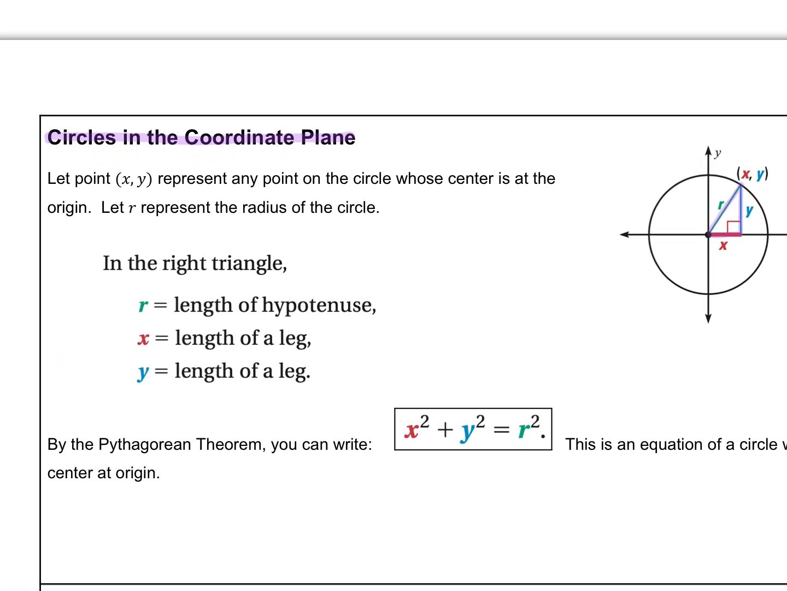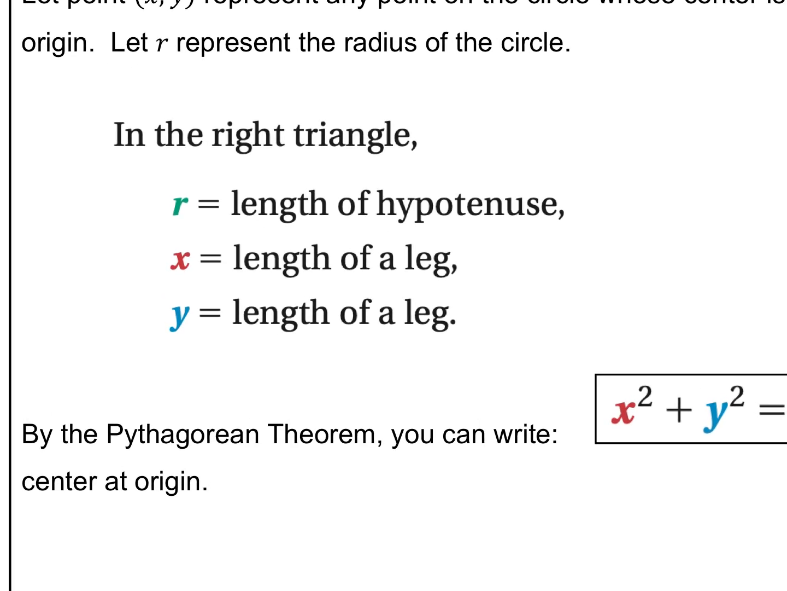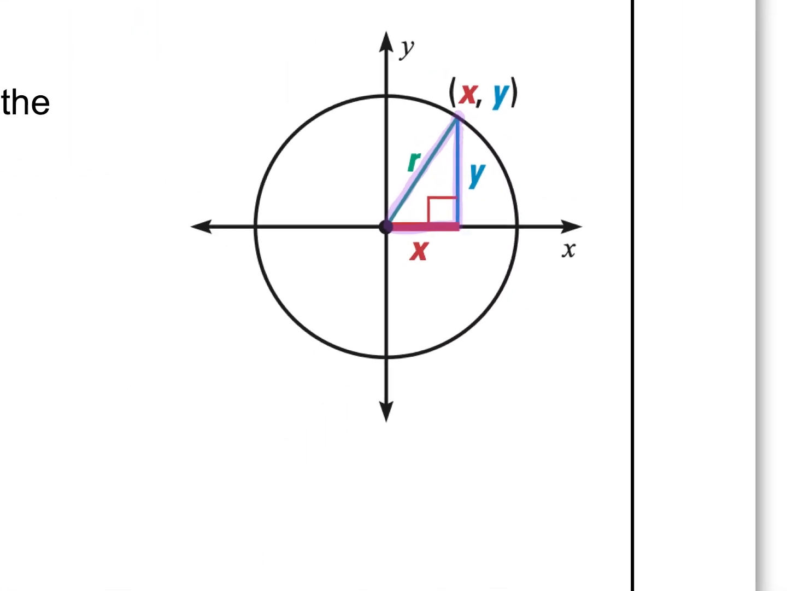Having said that, in the triangle we are going to look at the following parts. The r now represents the length of the hypotenuse, the radius itself. The x and the y are the lengths of the two legs. So let's look at this right-angled triangle again.